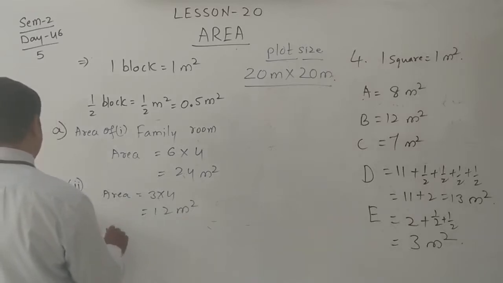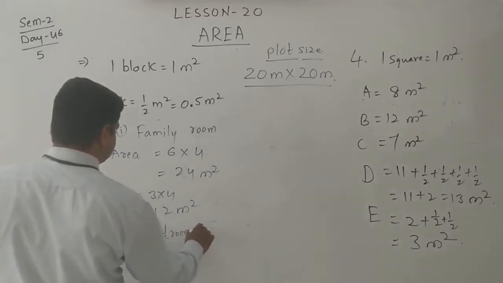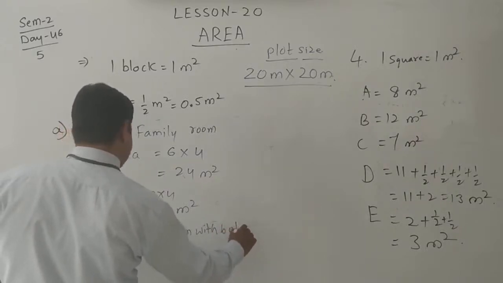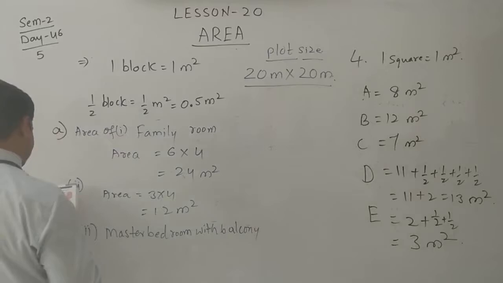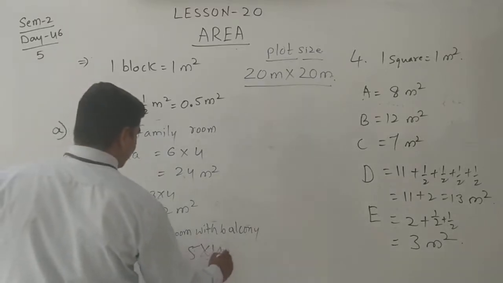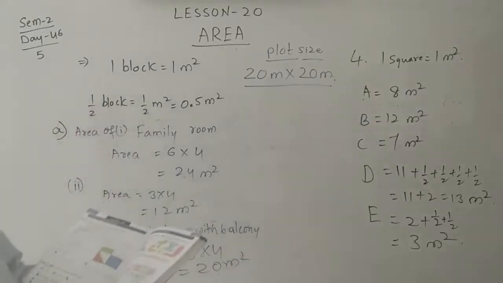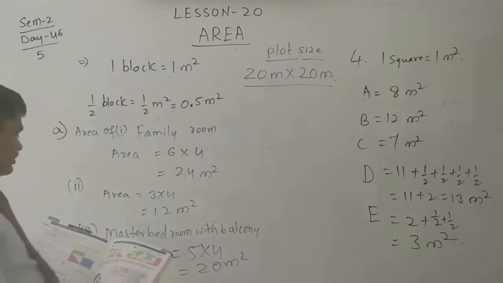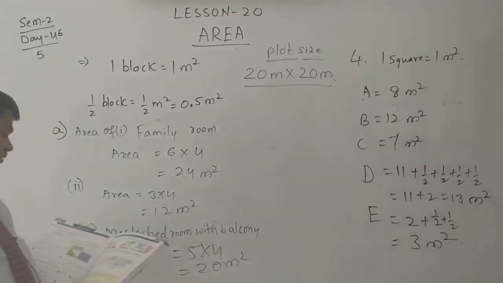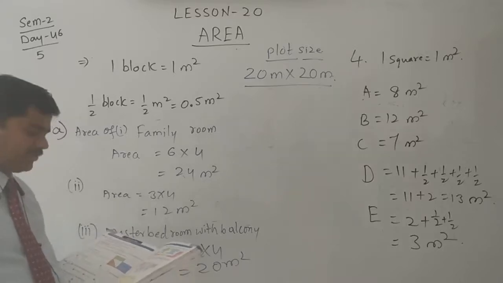I'll write master bedroom with balcony. That is 1, 2, 3, 4, 5. 1, 2, 3, 4. 5 into 4, 20 meter square. Like this we can find kitchen, storeroom, bathroom and passage. Kitchen, storeroom, 2 bathrooms together and passage, that we can find.